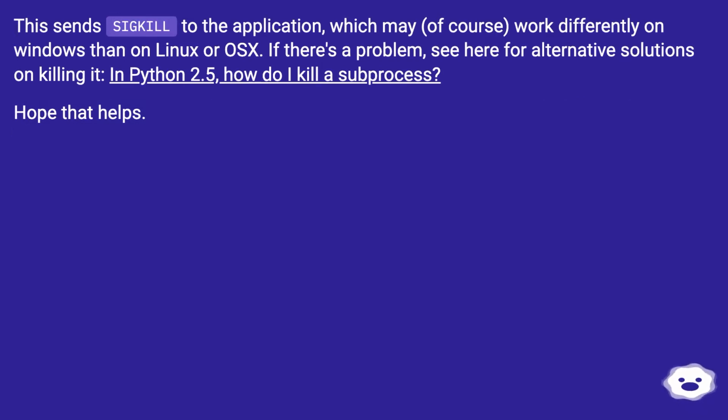This sends SIGKILL to the application, which may, of course, work differently on Windows than on Linux or OS X. If there's a problem, see here for alternative solutions on killing it. In Python 2.5, how do I kill a subprocess? Hope that helps.